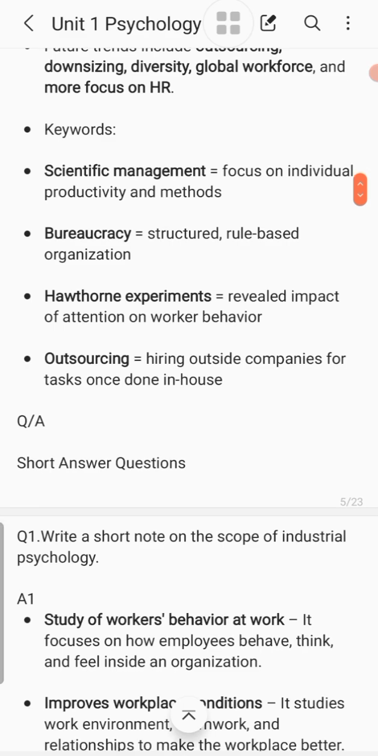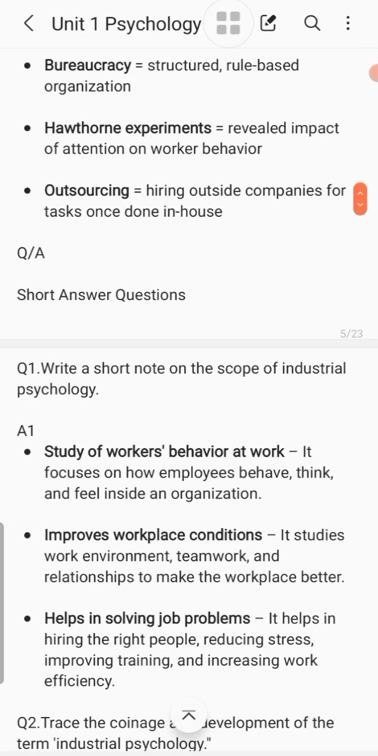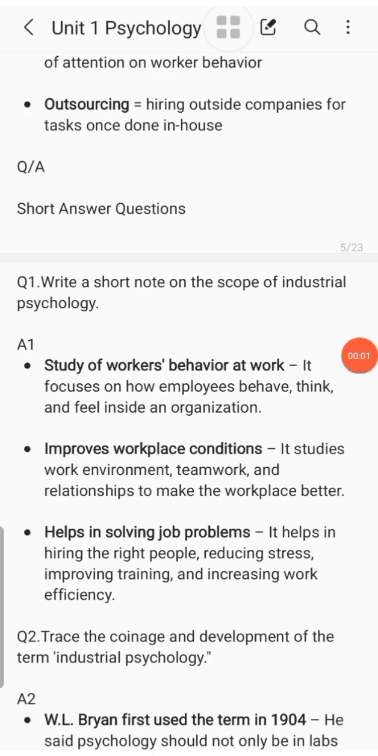Now let's learn some short answer questions. Question number 1. Write a short note on the scope of industrial psychology. Answer. Study of workers' behavior at work. It focuses on how employees behave, think, and feel inside an organization. Improves workplace conditions. It studies work environment, teamwork, and relationships to make the workplace better. Helps in solving job problems. It helps in hiring right people, reducing stress, improving training, and increasing work efficiency.